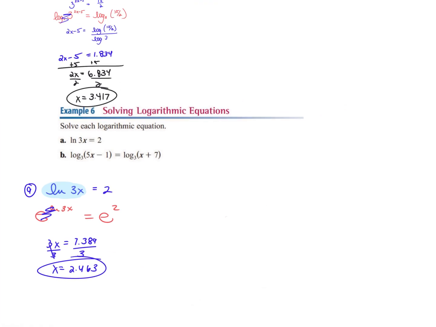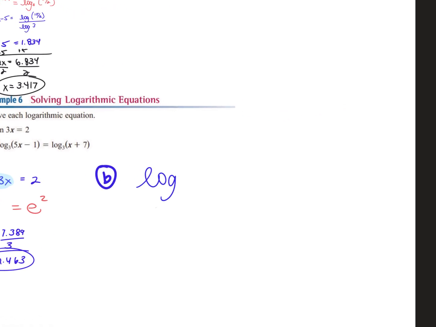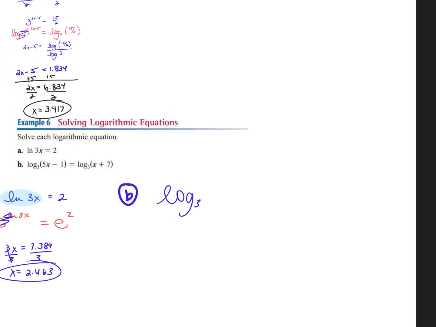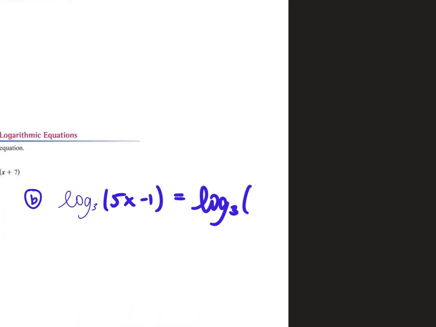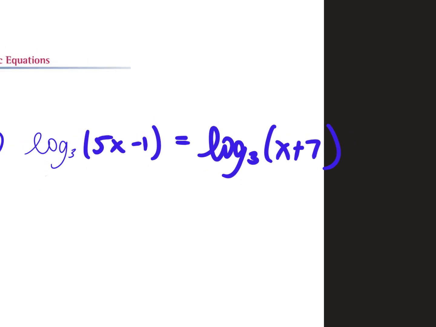All right, let's look at B. So I have log base 3 of 5x minus 1 equals log base 3 of x plus 7. All right, I have a log on one side and a log on the other.